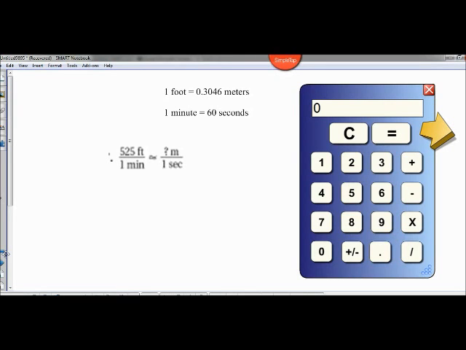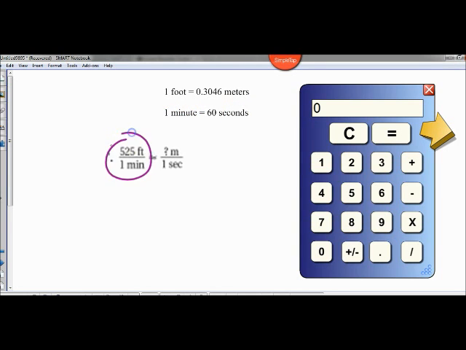All right. So here's a problem. We've got 525 feet in 1 minute. I want to know how many meters per second is that? 525 feet in 1 minute. How many meters per second is that? Now I'm converting between systems, so I've got to get some information. And a foot is equal to 0.3046 meters. In case you didn't know, a minute is equal to 60 seconds.